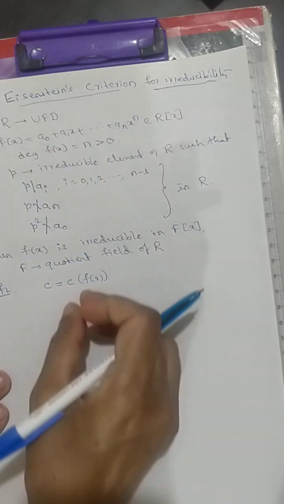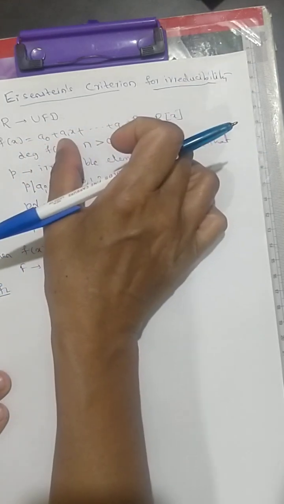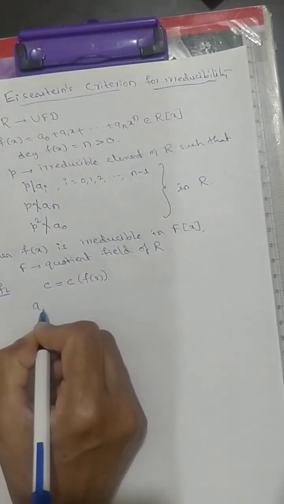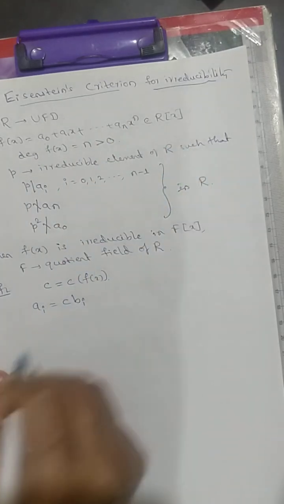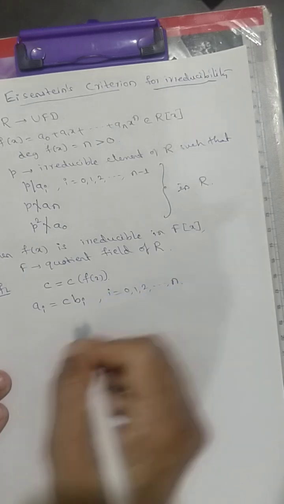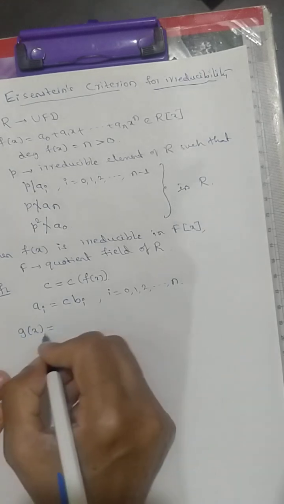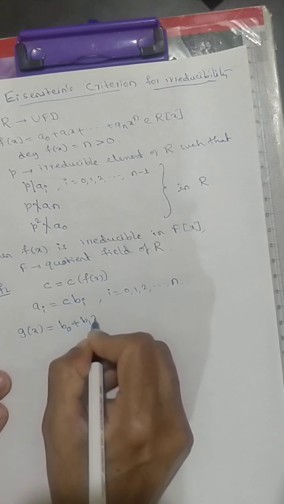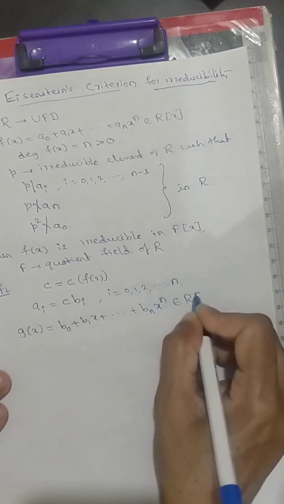So what is the content of a polynomial? It is the GCD of all the coefficients in the polynomial, right? So the content divides all the coefficients. So I can write every coefficient a_i of this polynomial as content into some b_i, for every i equals 0 to n. Now let me consider a polynomial g(x) with coefficients these b_i's. Let me write it as b_0 plus b_1 x and so on b_n x to the power n. It's again a polynomial over R.